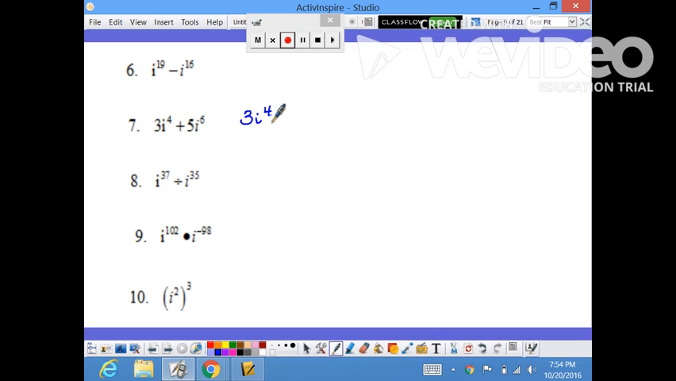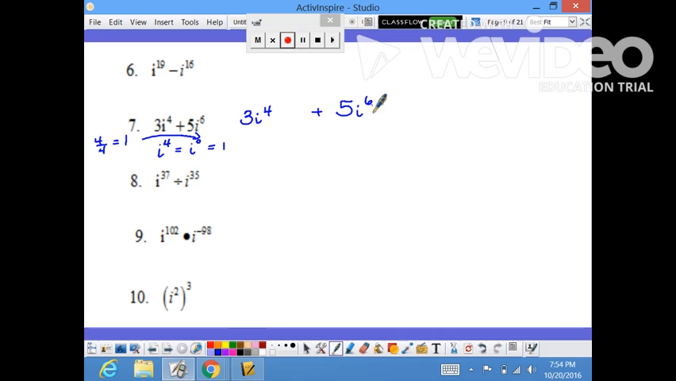Okay? We know that i to the power of 4 is the same thing as i to the power of 0. If you took 4 and divided by 4, you just get 1 with no remainder. So i to the power of 0 is just 1. Okay? Plus 5i to the power of 6.